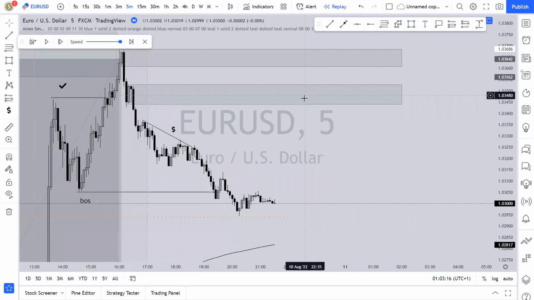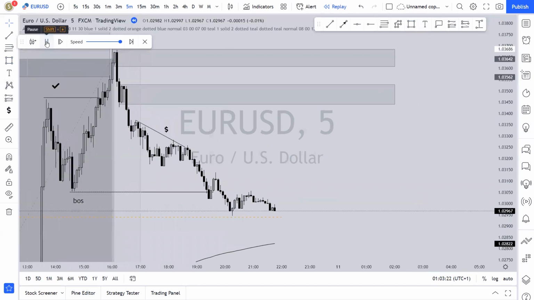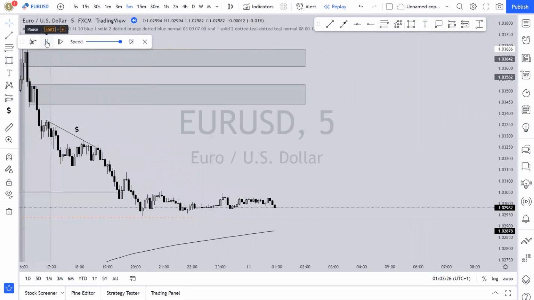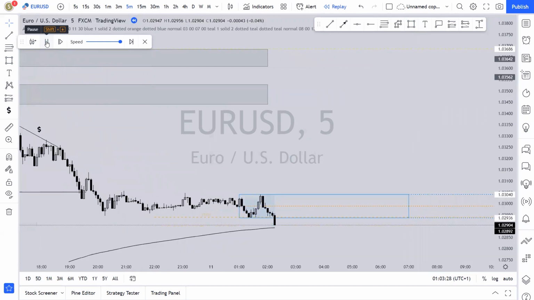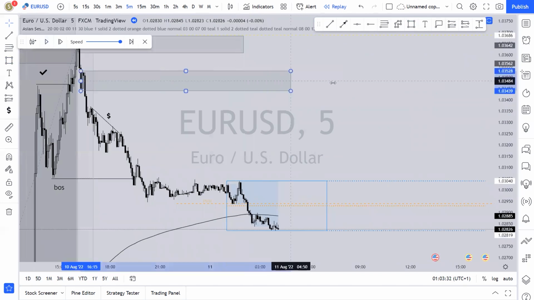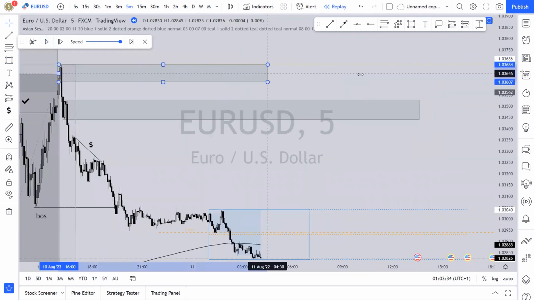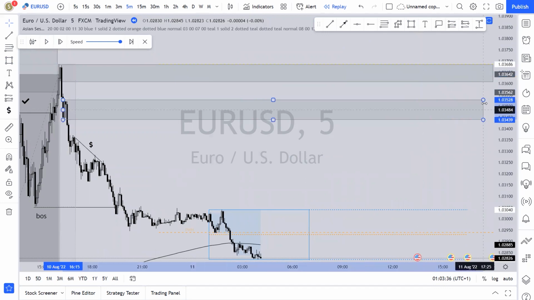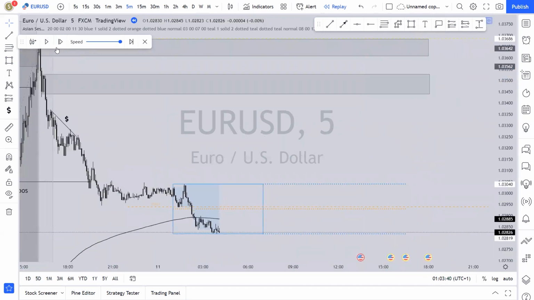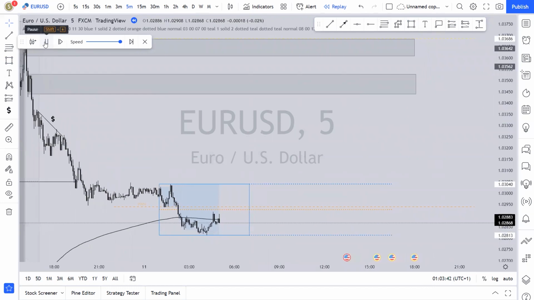So this was my first area, and this was my second area. Let's see what price did. Price traded, and all right, let me move this a little bit further. I want you to see in detail exactly what happened. So let's play price.